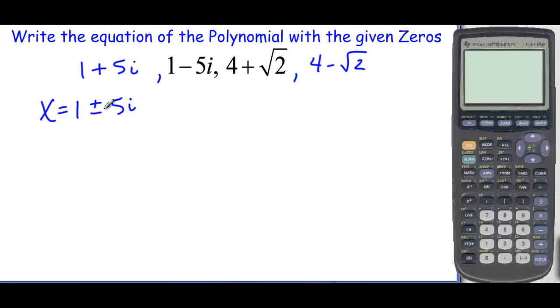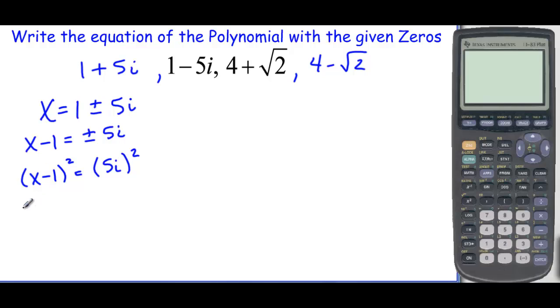So the step right before this would have been x minus 1 equals plus or minus 5i, because then I would have added 1 to both sides to get my final answer. The step before this would have had x minus 1 squared equal to 5i squared, because what I would have done is taken the square root of both sides to get this answer. And if we take the square root of this, we get plus or minus 5i.